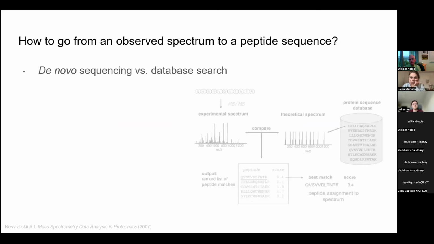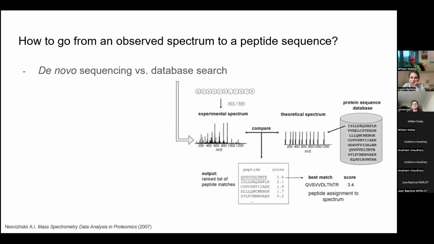So in the database search procedure, you would basically take your experimental spectrum and systematically compare that spectrum to theoretical spectra that are generated from a sequence database. For example, all of the proteins in the human proteome. And you compute some kind of score and you report for each spectrum what's the best matching peptide sequence from the database.